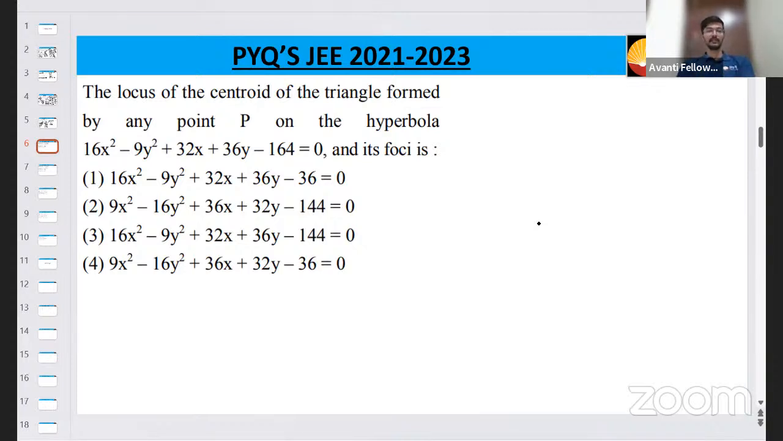Okay, the hyperbola is a non-standard hyperbola. So first we need to convert it to standard hyperbola to get its foci. How to convert it? I think we'll use the completing the square method. So let's group the terms of x and y together. So what will we get? 16x square plus 32x together minus 9y square plus 36y together, equals 164. So we can take 16 common.